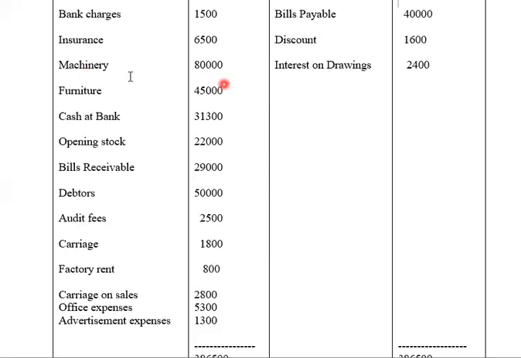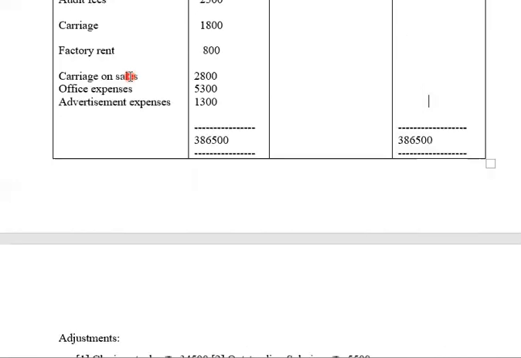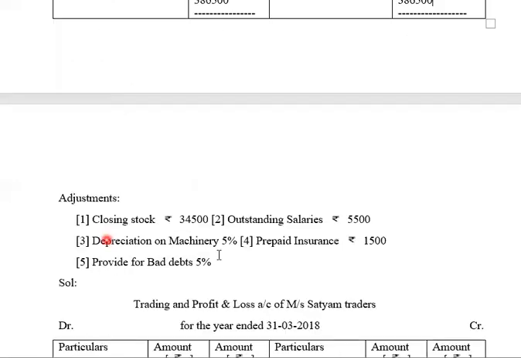Next, after insurance we have machinery 80,000. Machinery, it is an asset. It will be shown on asset side of the balance sheet, and we have adjustment on it, depreciation on machinery 5%.